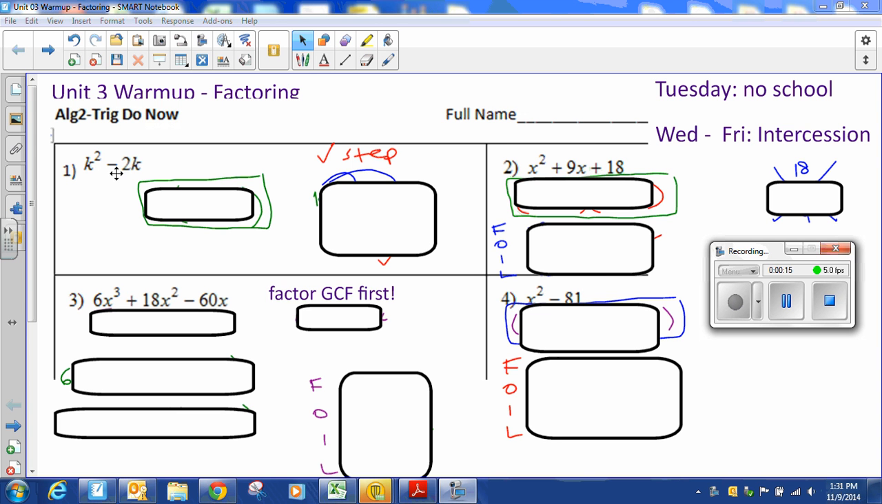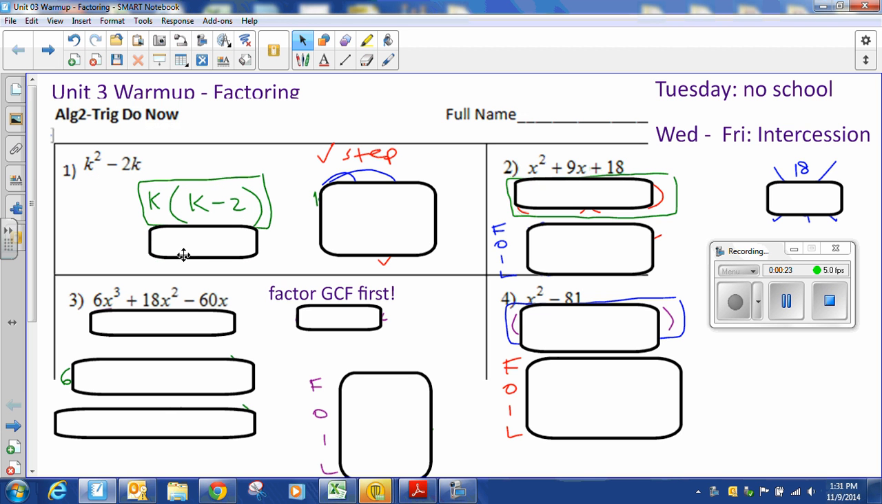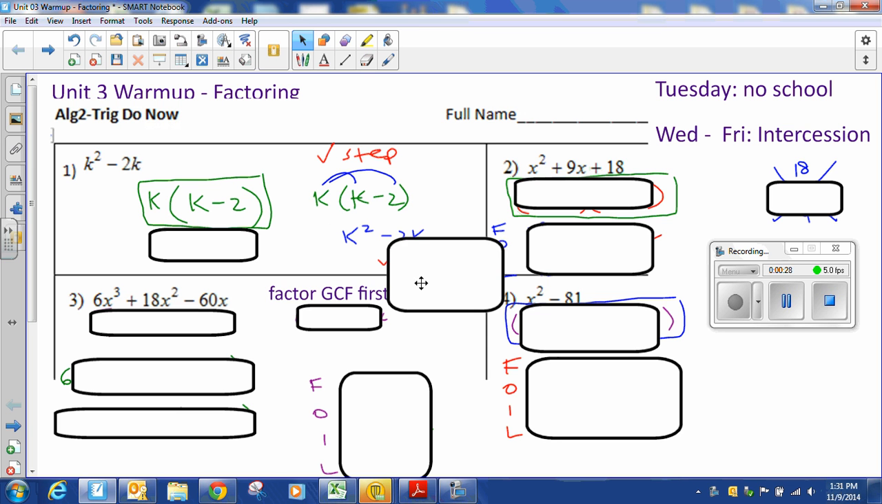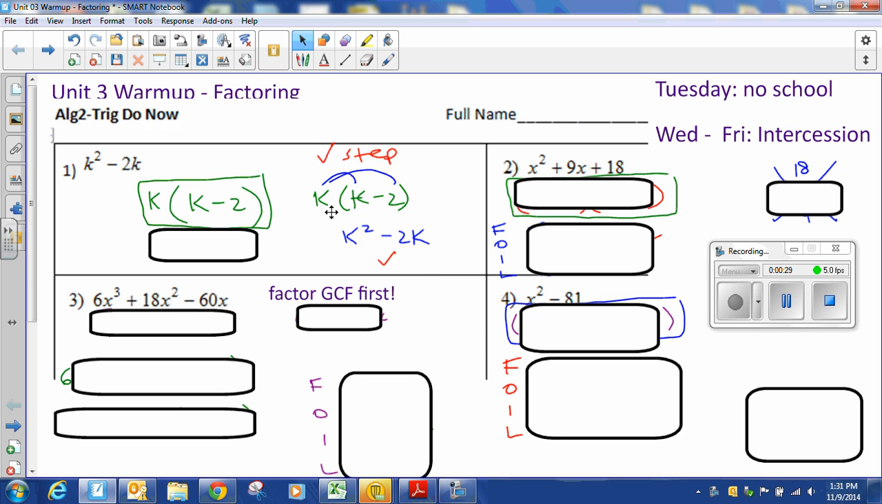k squared minus 2k. Do we have a greatest common factor, a GCF? Yes, we do. We can extract a k from each term. This is also known as undistributing, and our check step shows that if we distribute k times k minus 2, we end up with our original expression.